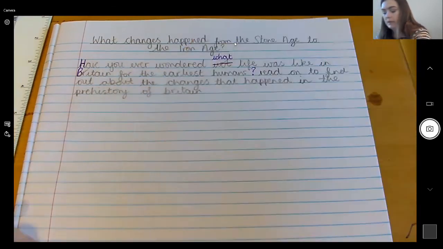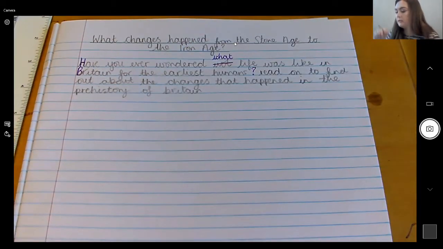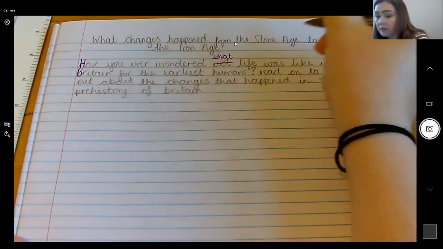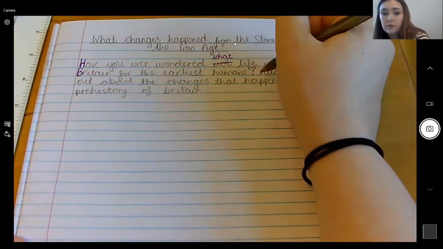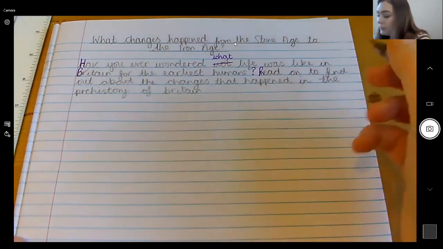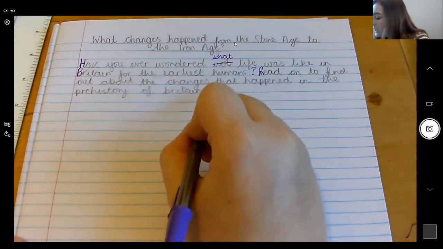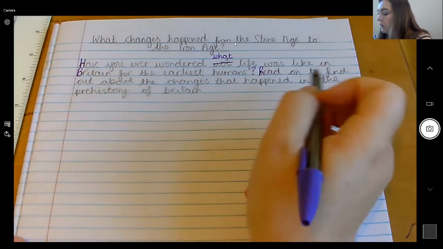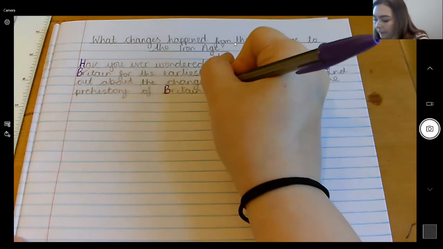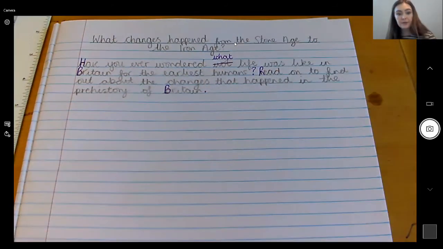Okay, let's read through this to make sure that this makes sense and everything is where it needs to be. Oh, again, I haven't started my sentence with a capital letter. Every new sentence needs a capital letter at the start. So let's change that. Read on to find out about the changes that happened in the prehistory of, again, Britain needs a capital, and I forgot my full stop. So there we go. That's our introduction done.